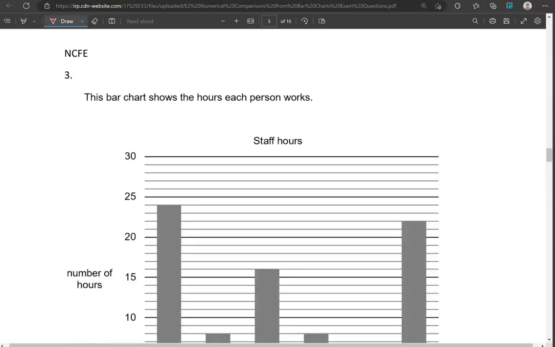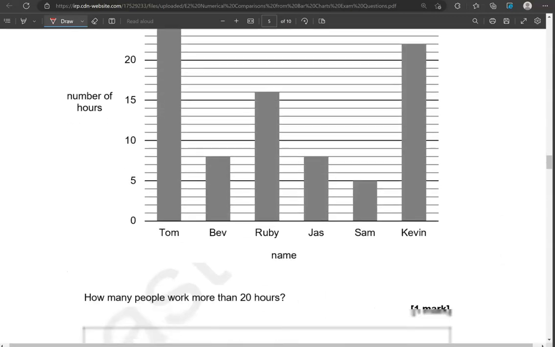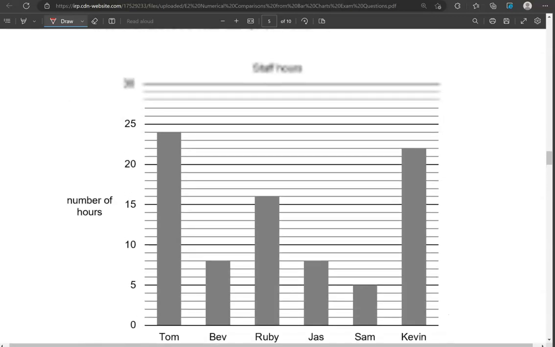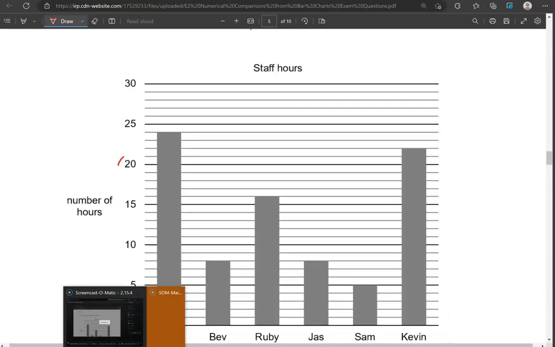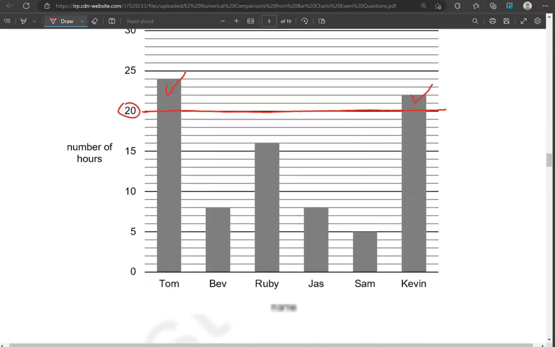This bar chart shows the hours each person works. How many people work more than 20 hours? So there is 20. So I'm going to draw a line. These two bars show more than 20 hours. So that is Tom and Kevin.